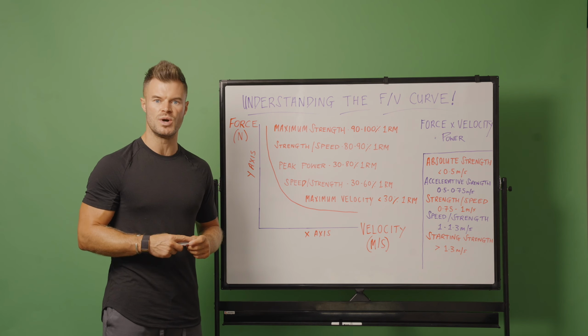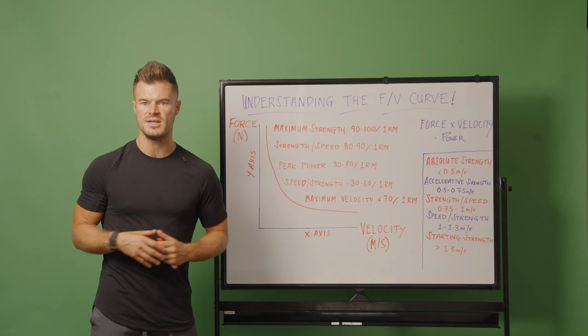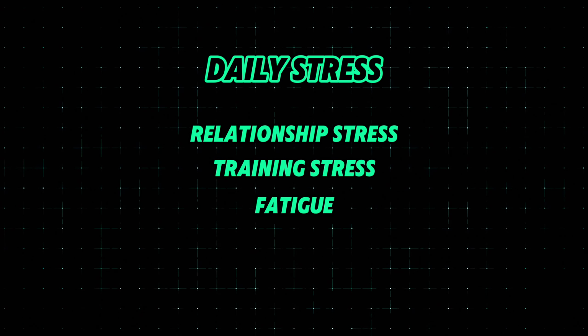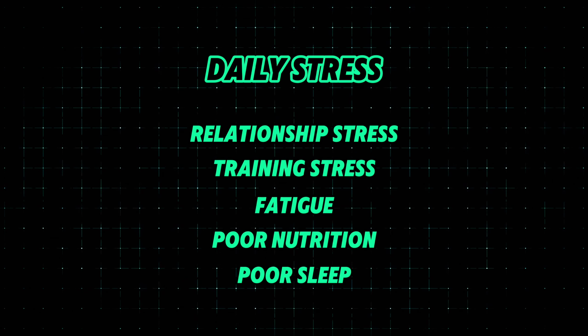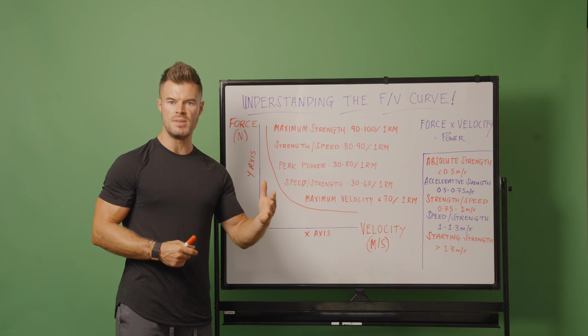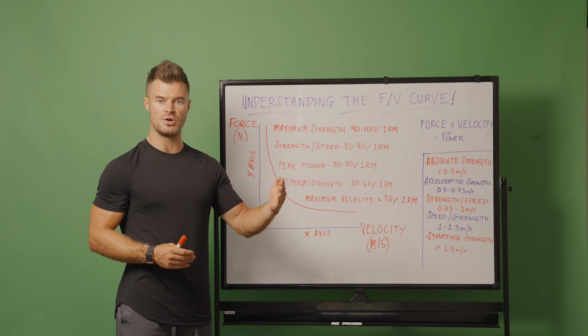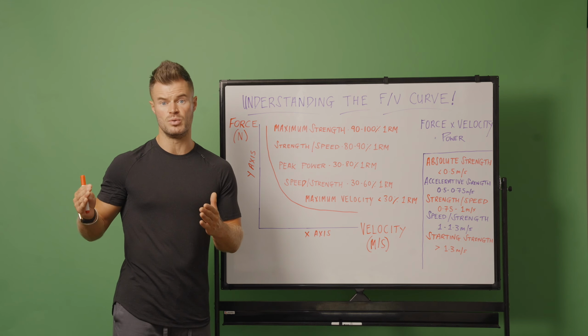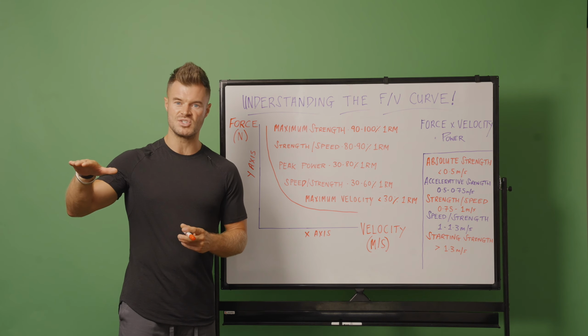So these days we identify that not all days are created equal. We can use Oura or Whoop, and you can see that one day your recovery might be at 60, the next day your recovery might be at 98 out of 100. So you can see that based on daily stress, relationship stress, training stress, fatigue, poor nutrition, poor sleep, not every day is the same. Because of that, if you're working at 90% on Monday and you're trying to do the same thing on Thursday, but your recovery may be very poor, 90% is not a blanket term.